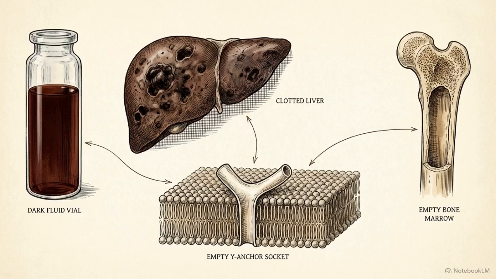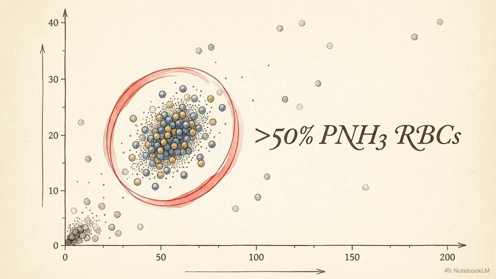Dark morning urine, hepatic vein thrombosis, and bone marrow failure trace back to the same molecular failure, the absence of the GPI anchor. Flow cytometry of peripheral blood is the gold standard for diagnosis. It provides a precise count of PNH3 cells missing CD55 and CD59 shields.